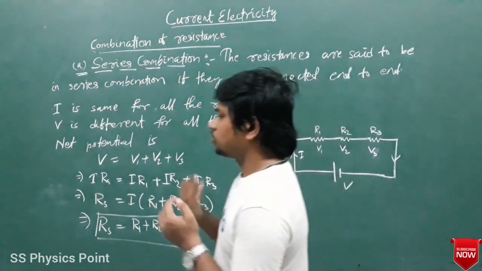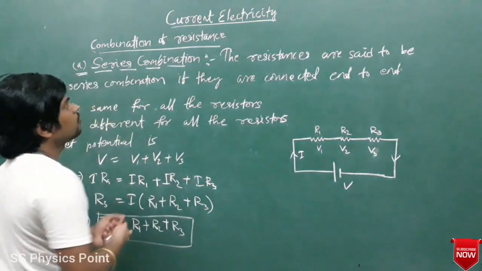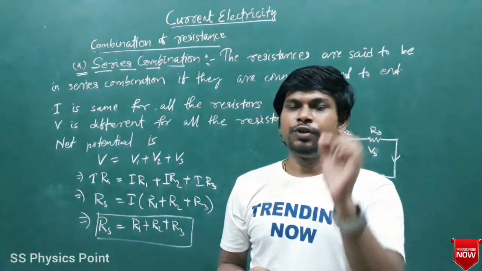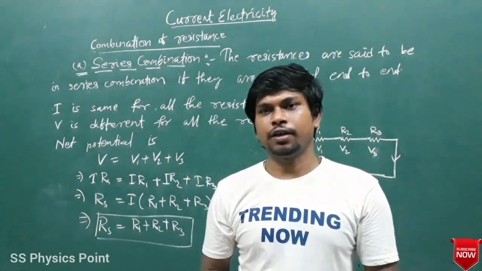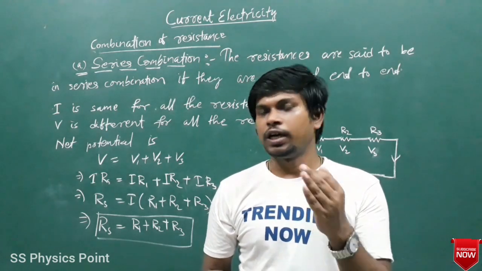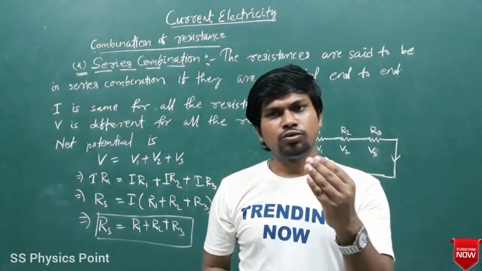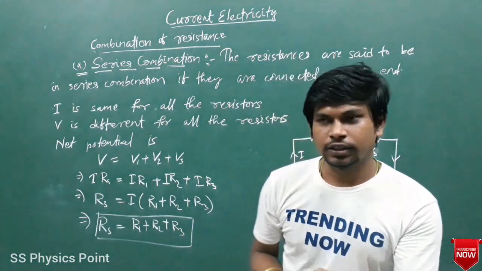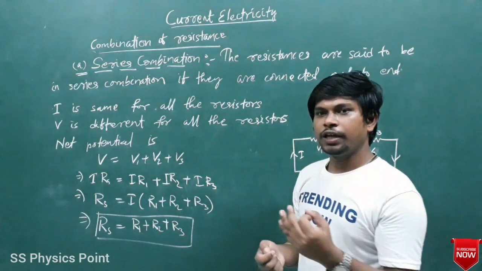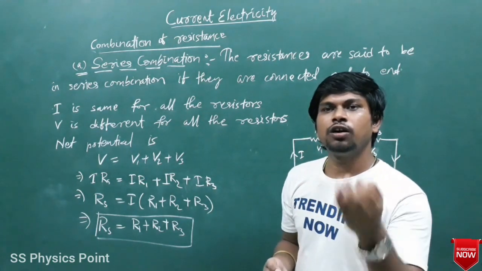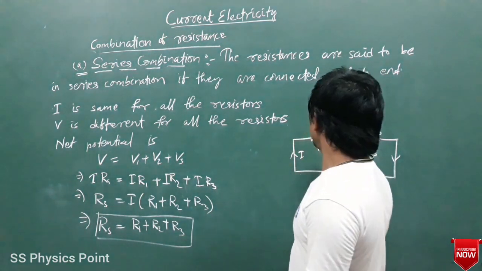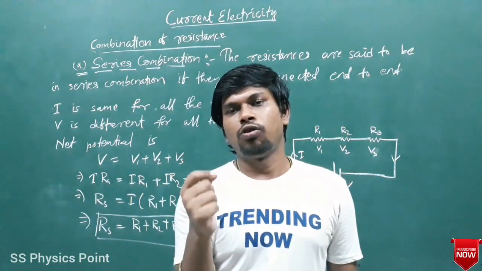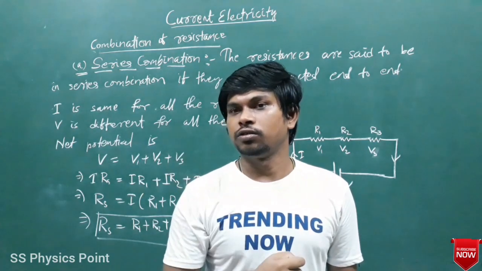So let's start today's topic, that is combination of resistance. I just want to give you a very quick recap. Resistance is the opposition to the flow of current. The opposition is offered by the positive charges inside the conductor, and the element which opposes the flow of current is said to be a resistor.